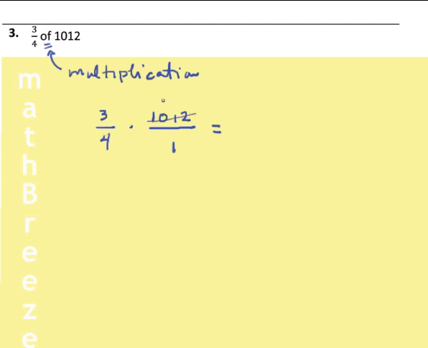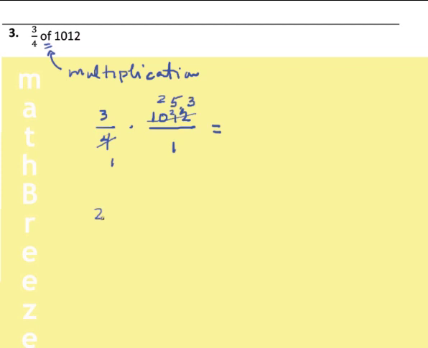4 goes into 10 2 times, and we can carry the 2. We can put a little 2 over here. This is short division. 4 goes into 21 5 times, remainder 1. I'll put the 1 over here next to that 2 to get a 12. 4 goes into 12 3 times. Okay, so this is reduced, divide by 4. And finally, we have 3 times 253.